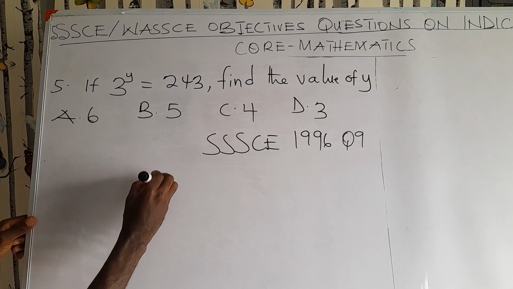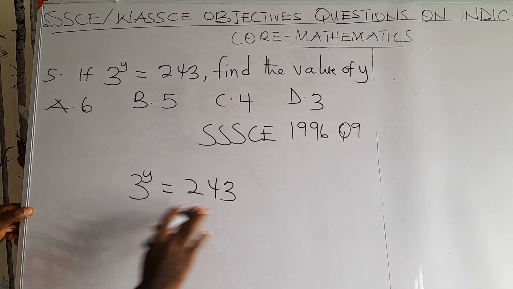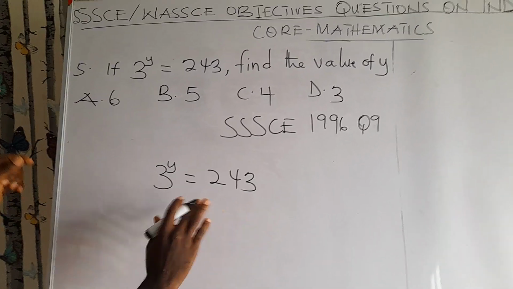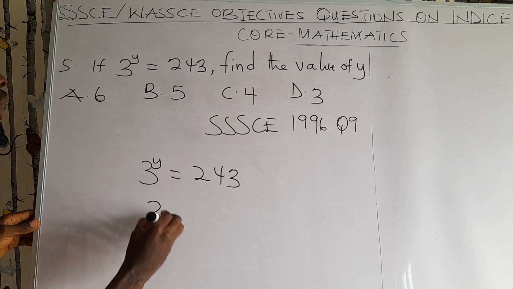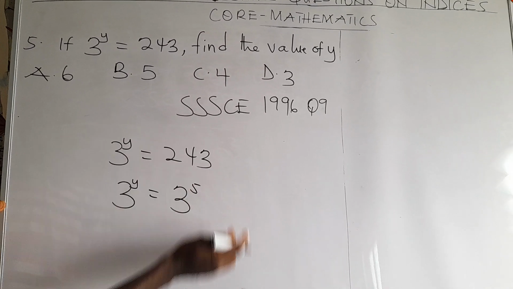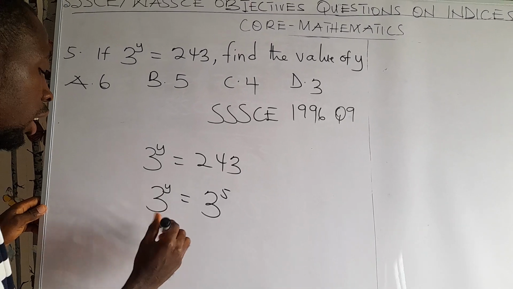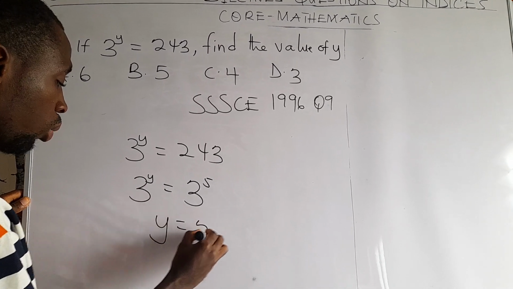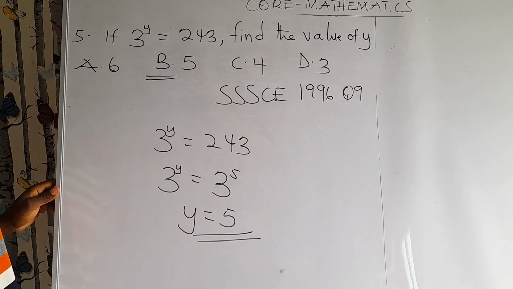So we have 3 exponent y equal to 243. With this, we have to make sure that both sides of the equation have the same base. Then we are free to equate the exponent. So 3 exponent y can be equal to 3 exponent 5, which is actually 243. So since the bases are the same, we can equate the exponent. So y equal to 5. I hope you get the answer. So the answer is what? B.